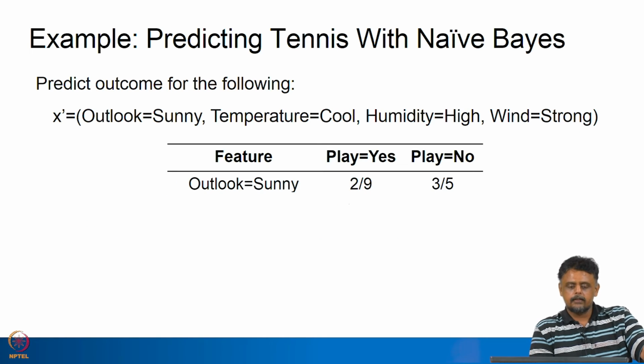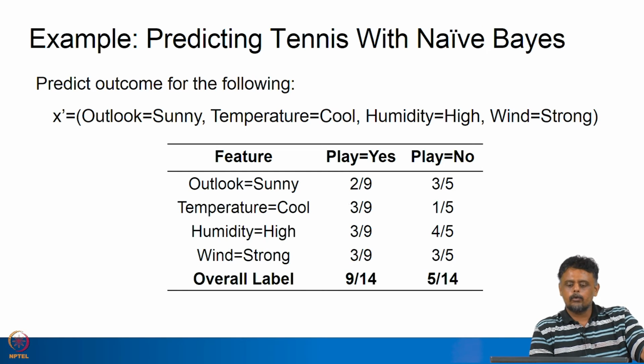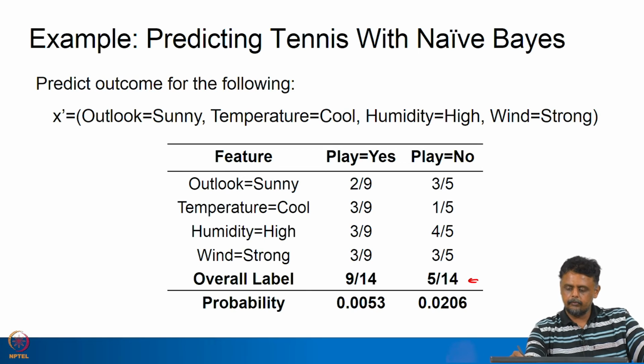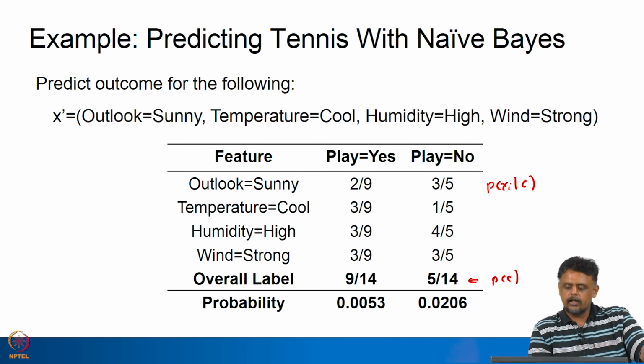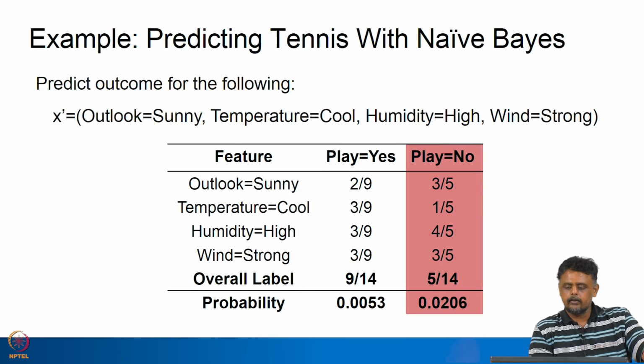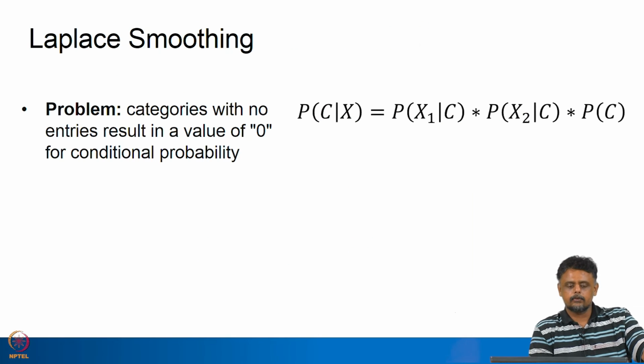So, for instance, this is how the table outlines how we calculate it. For feature outlook equal to sunny, these are the conditional probabilities that you evaluate, these are the P of x i given C, and this is P of C. You take the product of all of them, and whichever comes up with the higher score wins. Here in this case, 0.0206 is higher than 0.00053. So, you decide that you will not play tennis, okay.